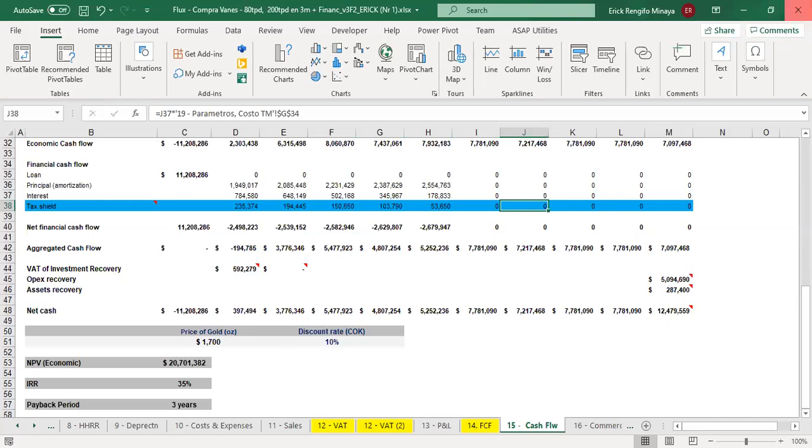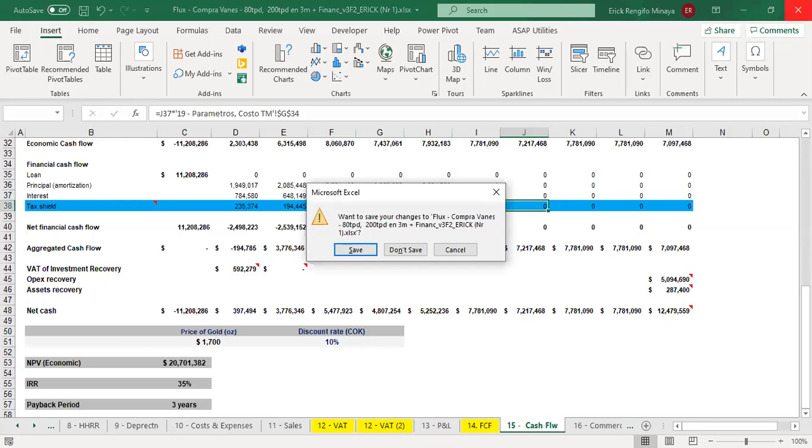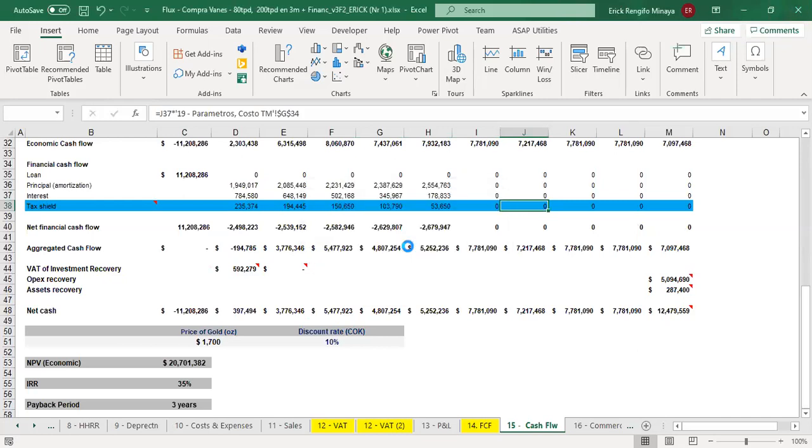Yes. Perfect. Okay, so now let's do what we have been doing in the, you see my screen, you see Excel?